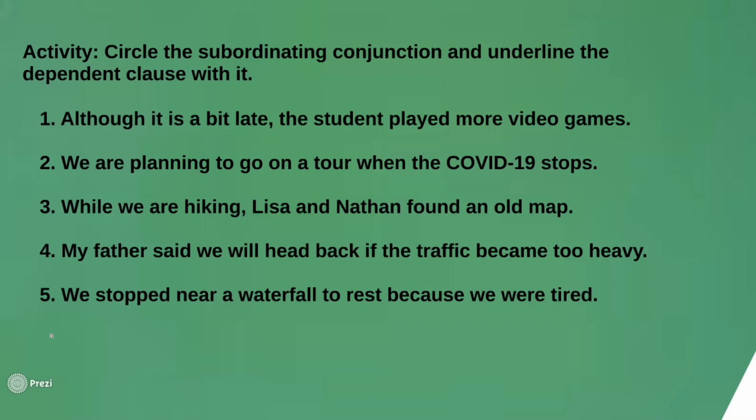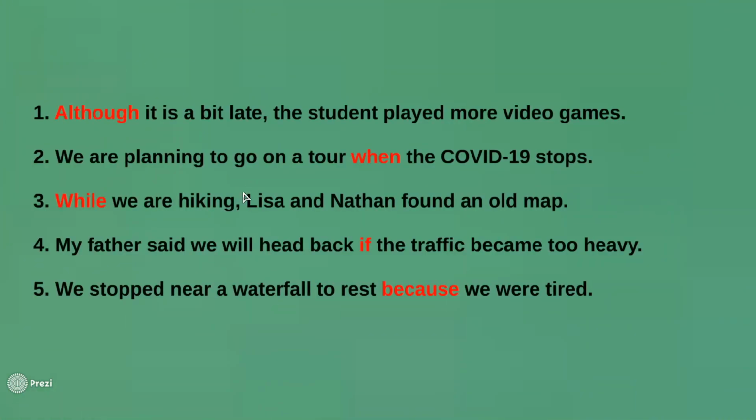Okay, so if you're done, let's continue. So here we have 5 sentences. Let's go to the answers. So here you can see the word although. Okay, that's a subordinating conjunction. When is a subordinating conjunction. While, if, and because. So how many subordinating conjunctions do we have? 1, 2, 3, 4, and 5.